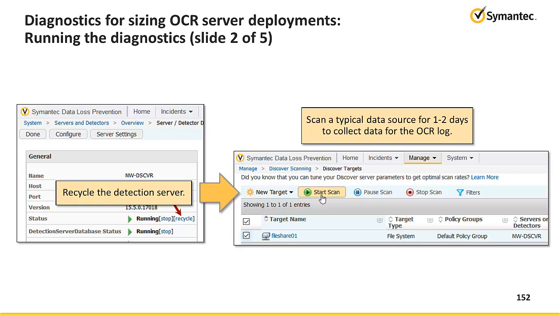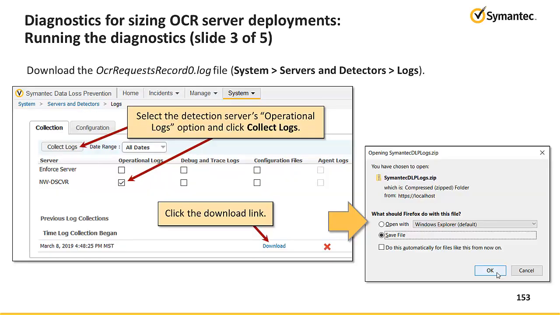If you are scanning data in motion channels, such as Network Prevent for email, Network Prevent for web, or Network Monitor, you need to scan for as long as it takes to collect a significant sample of data for the OCR requests record0.log. For Network Discover, you might try scanning a typical data source, but other approaches are also possible. For more details, see the Symantec Data Loss Prevention OCR Server System Requirements and OCR Server Sizing Estimator article on the support.symantec.com website. Once the scan has completed, download the OCR requests record0.log file from the Enforce Administration console.